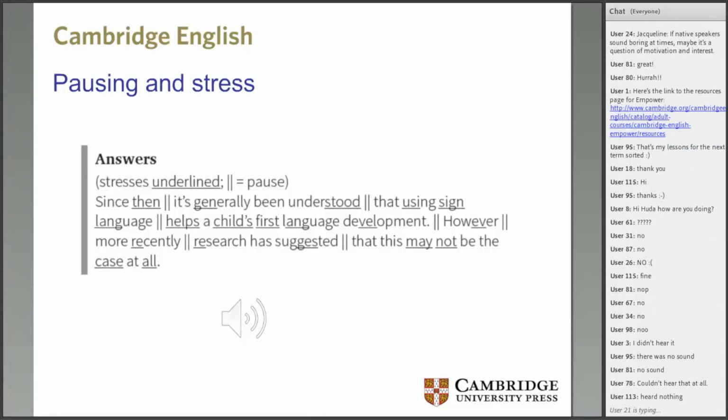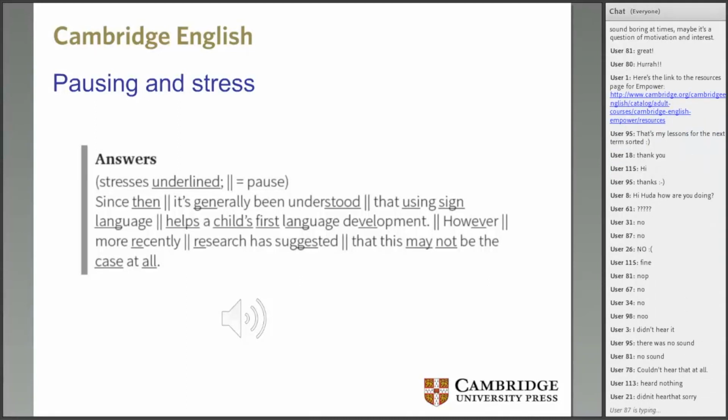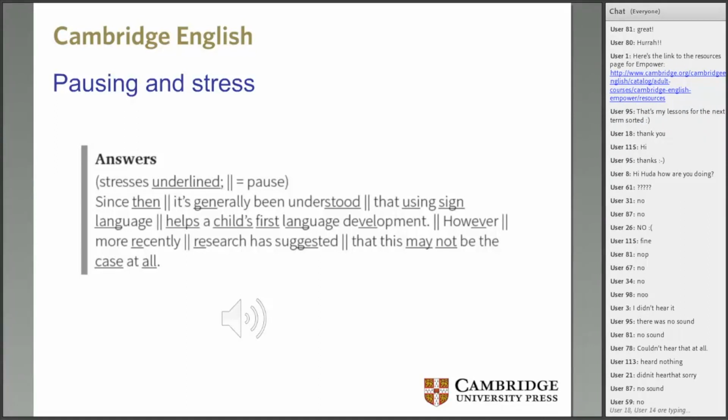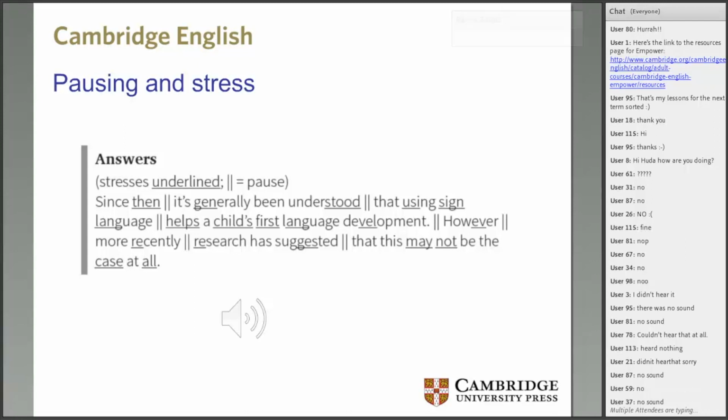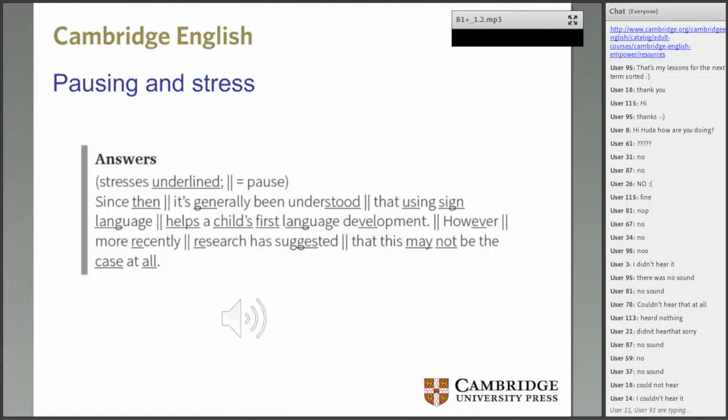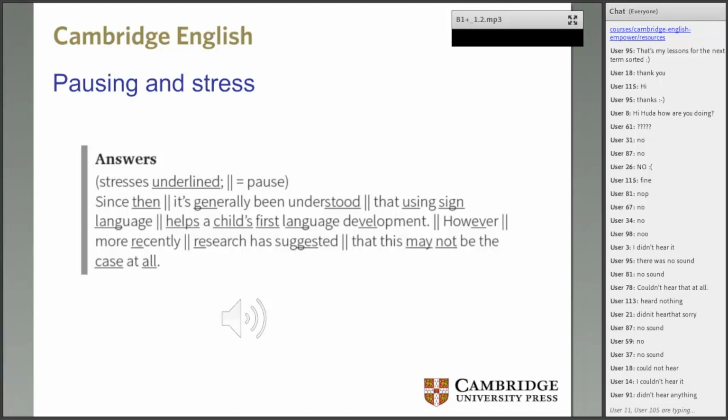Here are the answers. So these are the stresses, and the two vertical lines indicate the pauses that the speaker... Sorry, Craig, I was just going to interrupt you there. So I think we'll try it again now, and I think it should work again. Yeah. Please type in yes if you can hear it.